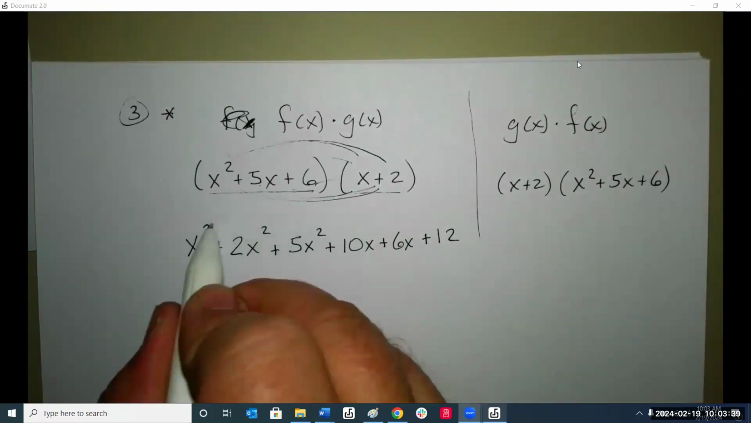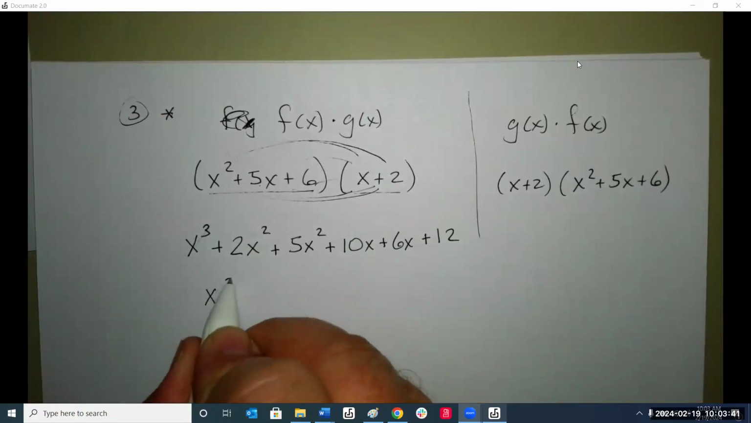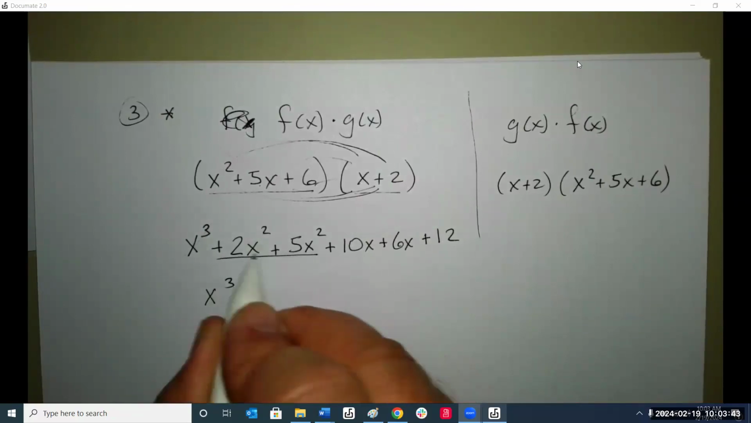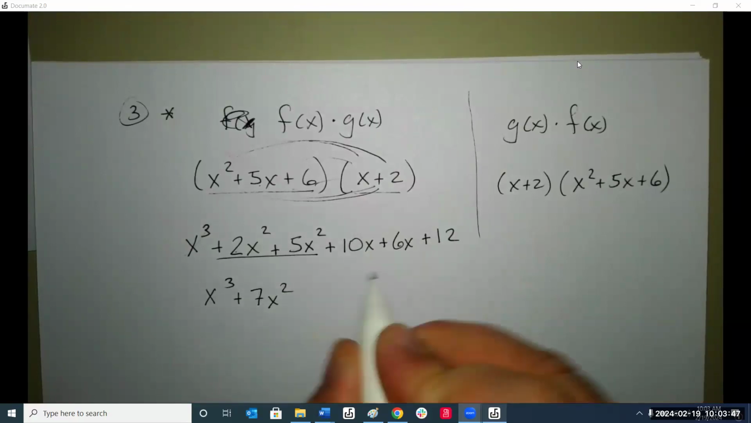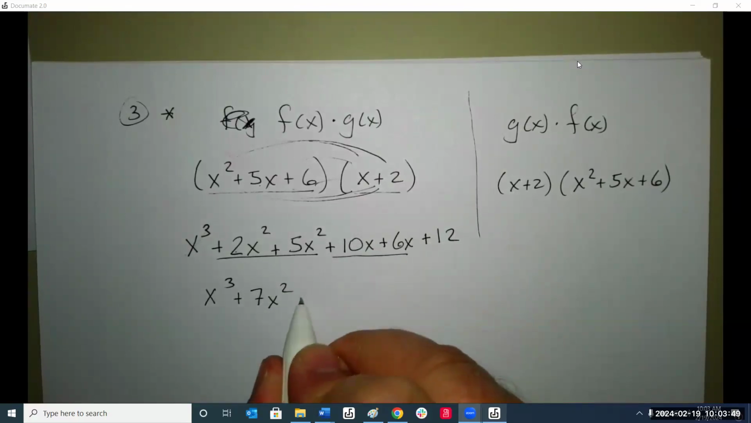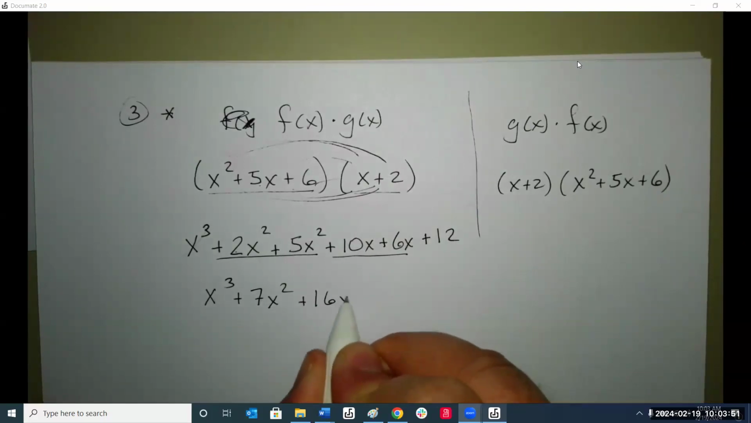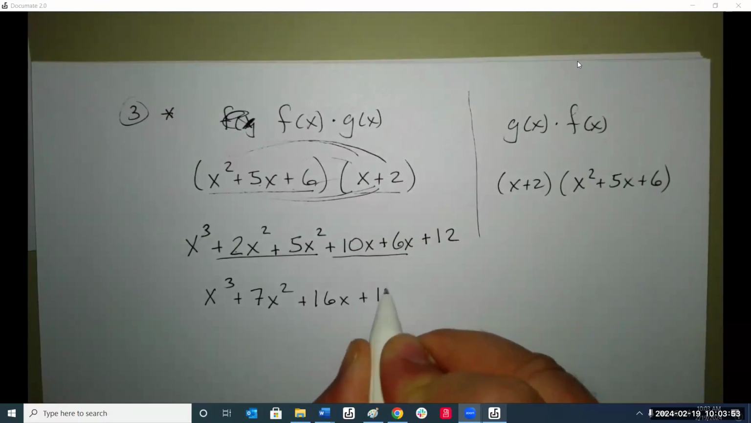Combine like terms. So I have x cubed. 2 plus 5 is 7x squared. 10 plus 6 is 16x plus 12.